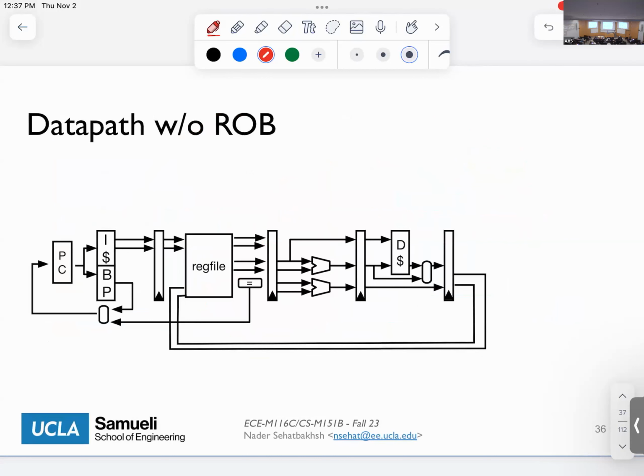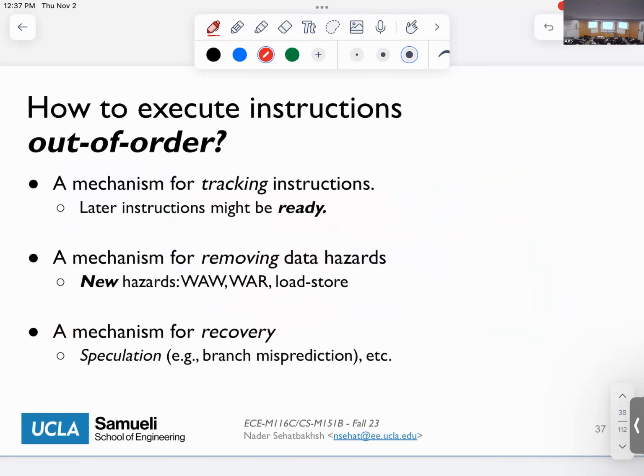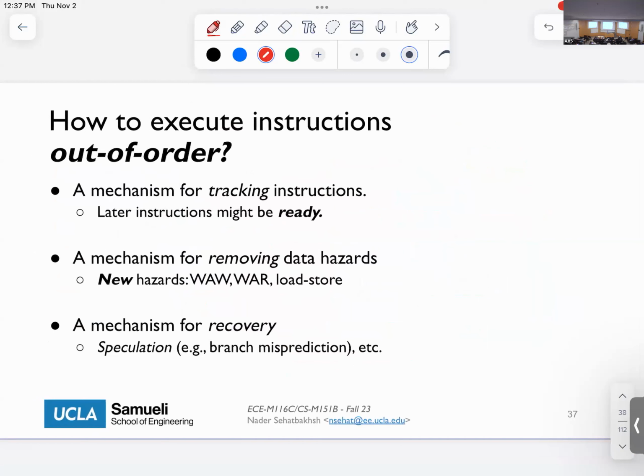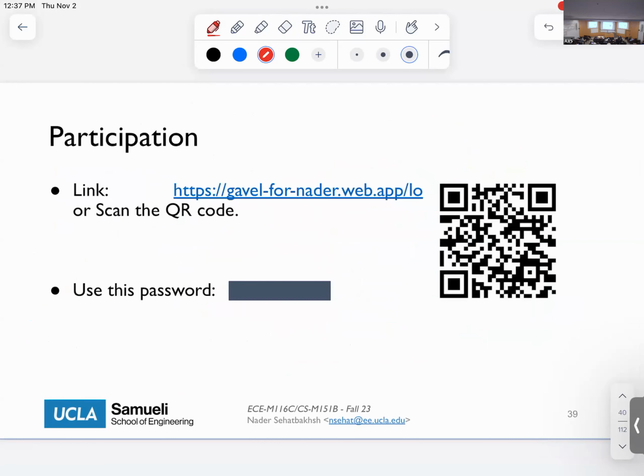And this was your data path before the ROB, right? So this was what we had before, and this is what we have now, okay? So again, going back to this design here, there will be 3 issues that we're going to talk about. I already talked about one, which is how do we do the recovery due to the speculation. So let's talk about the other 2.